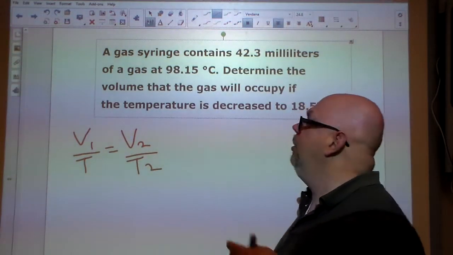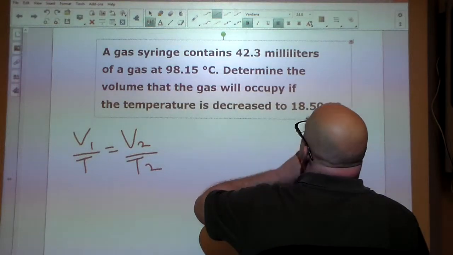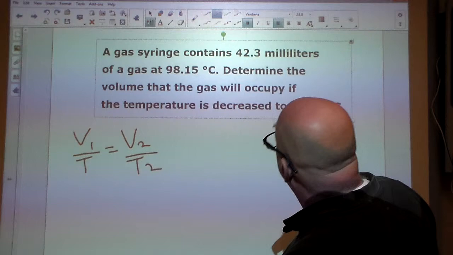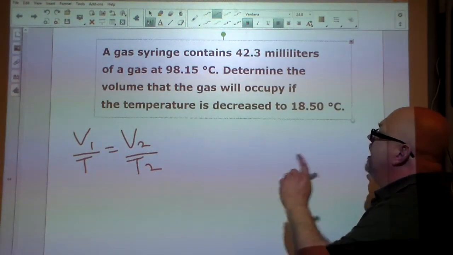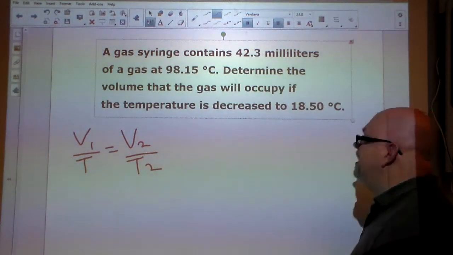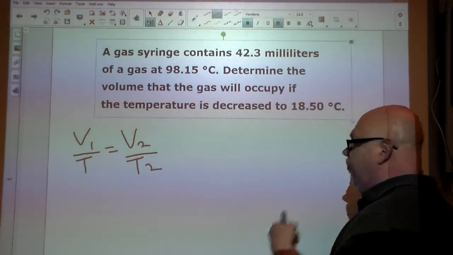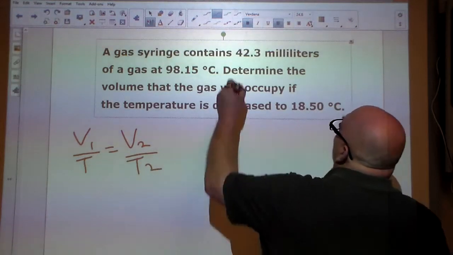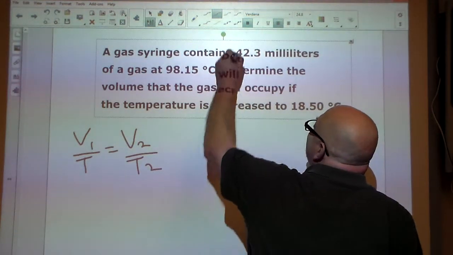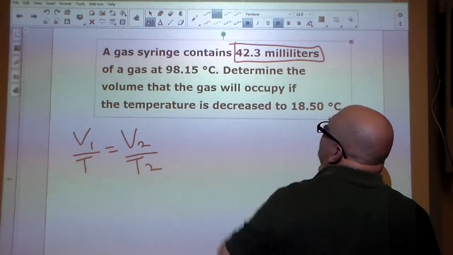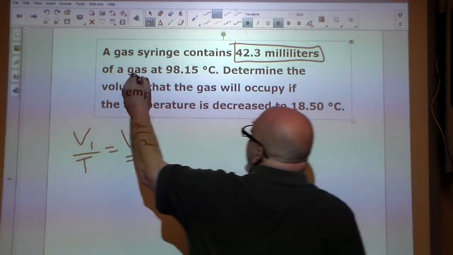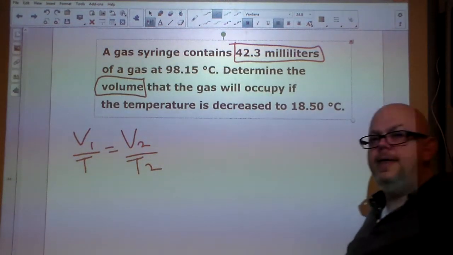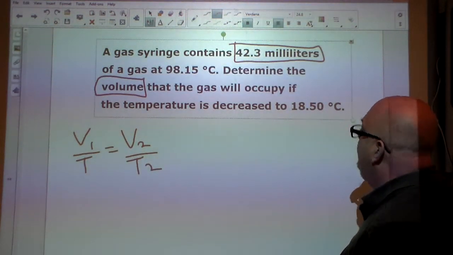So here's our problem that we're going to work on. It says a gas syringe contains 42.3 milliliters of a gas at 98.15 degrees Celsius. Determine the volume that the gas will occupy if the temperature is decreased to 18.5 degrees Celsius. Well, let's take a look here. I want to look at what the pieces are that I want. One is volume, done in red.